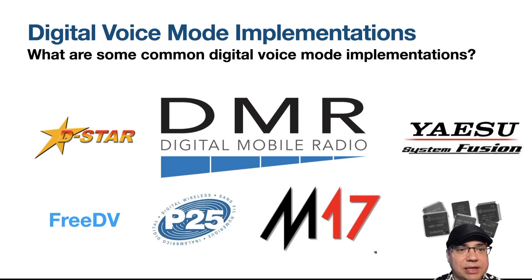So when you get right down to it, what are some of the implementations of digital voice? Really, most of these systems use what's called AMBE or AMBE+2 as their voice encoder. And the voice encoder is kind of the first step to digital voice communications. What a voice encoder does is it takes an analog voice signal and digitizes it.